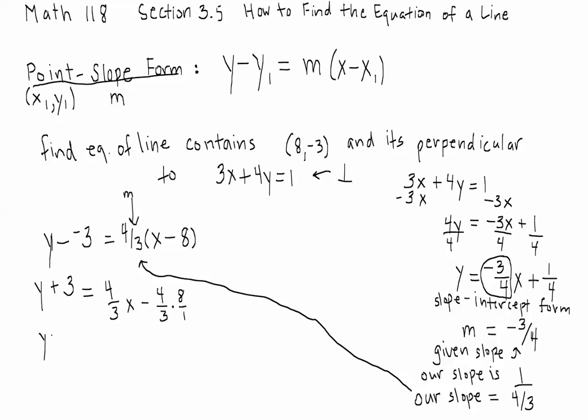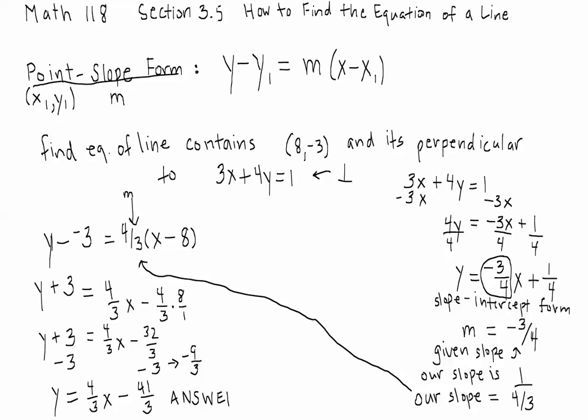And so we get y plus 3 equals 4/3 x minus 32/3. And then you're going to find that most of the time, they will put the final answer into slope-intercept form. So we've got minus 32/3 minus 3. If we were going to change that into common denominator, that would be minus 9/3. So now minus 32/3 and a minus 9/3 is a minus 41/3. This is the answer. Done.